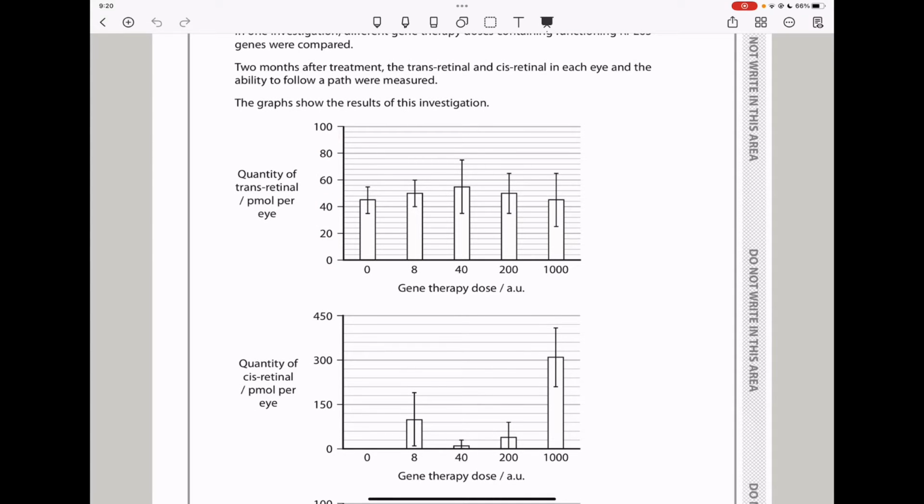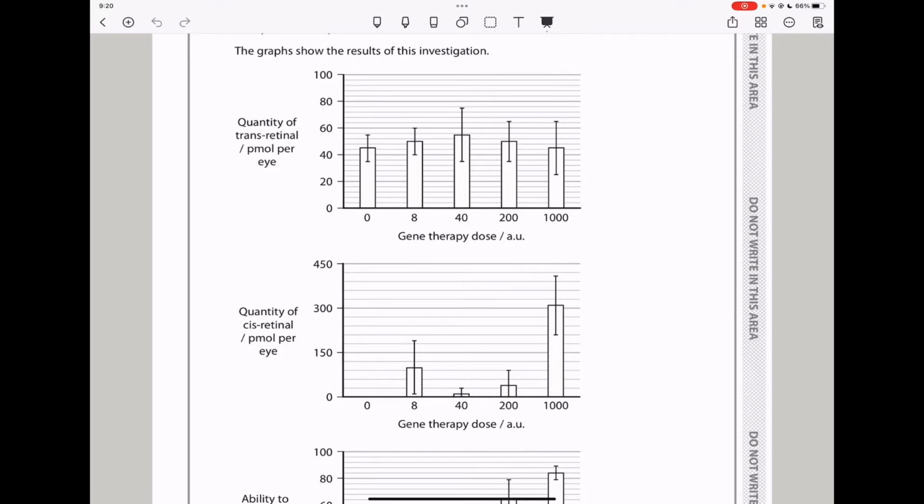In this first graph we can see the vertical axis is showing us the quantity of the trans retinol, and the horizontal axis is showing the gene therapy dose in arbitrary units. So we can see as the dosage increases, the quantity of trans retinol is varying, and we can see that data has error bars which show the variation for each dose.